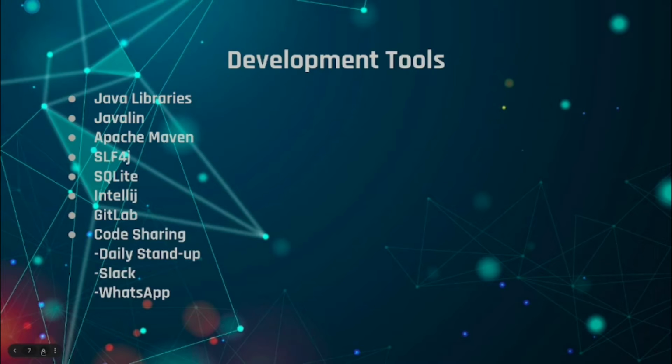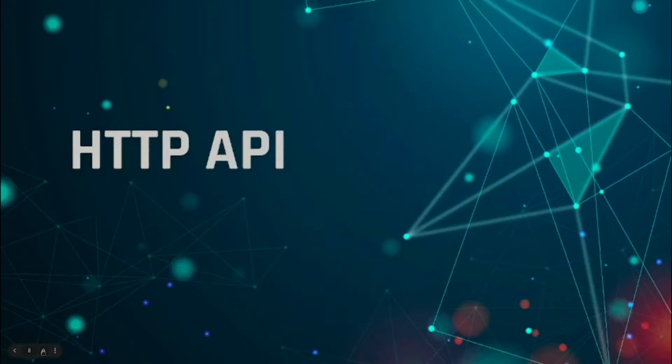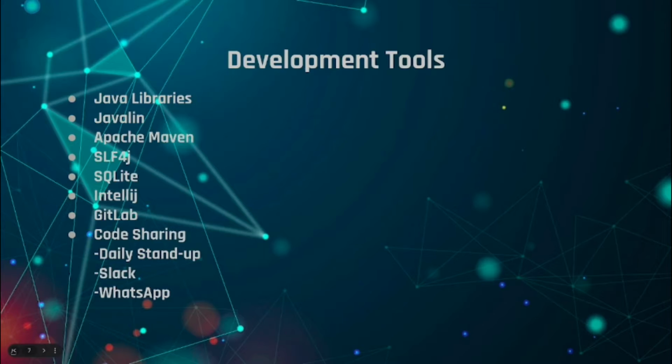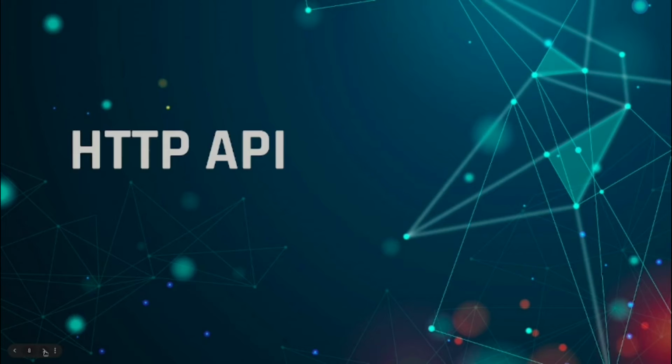And as for the Git services, we've used GitLab, since it is our central Git service that we're using on campus. And as for code sharing, we have tried as a team to have our daily stand-ups every day, so that we can keep each other up to date as to what we are doing, and it's Slack as well as WhatsApp. Now let us move on to the HTTP API.